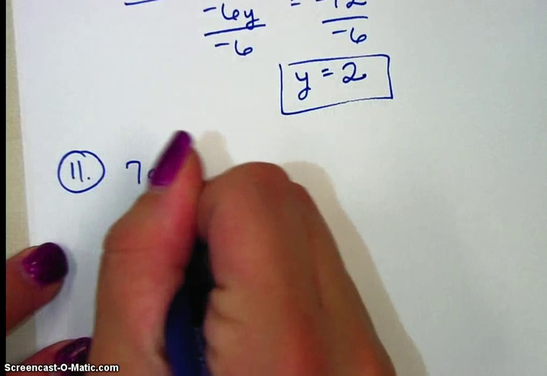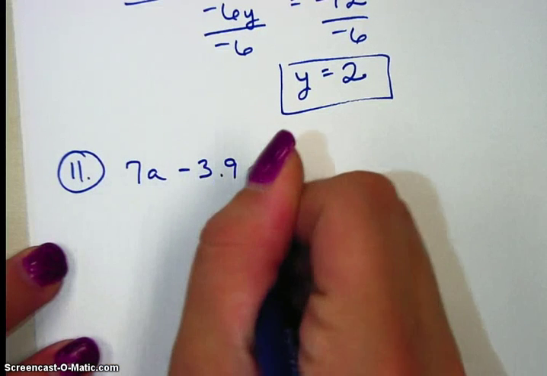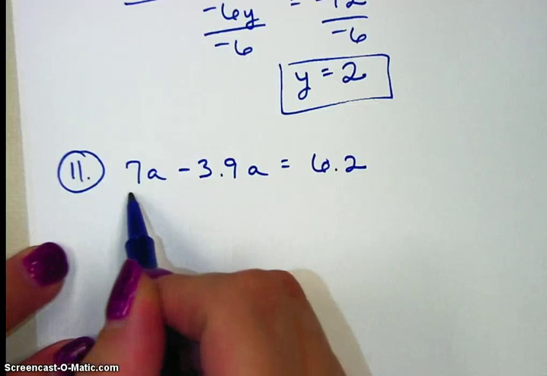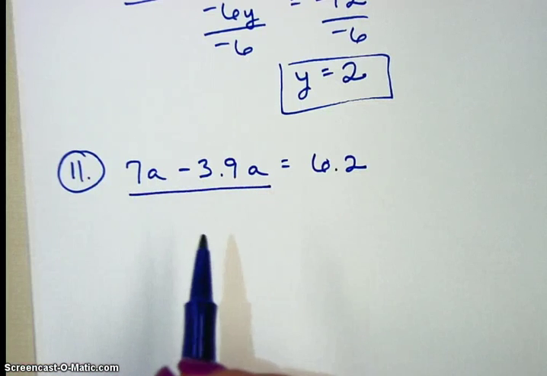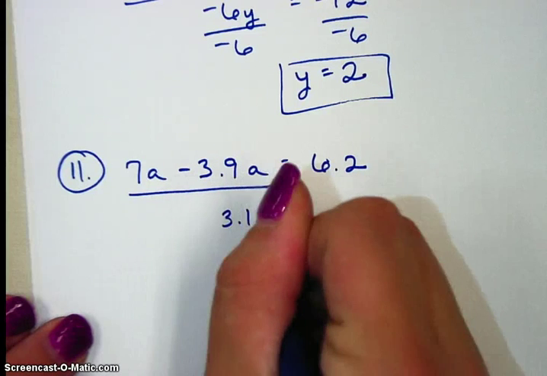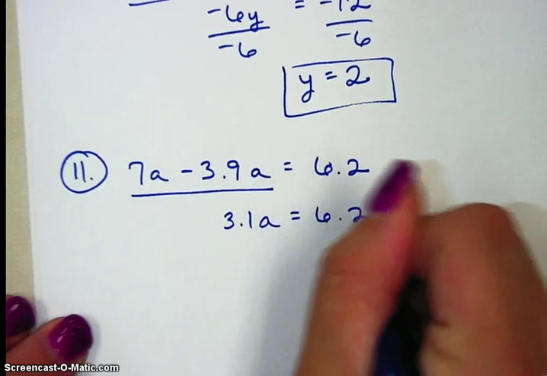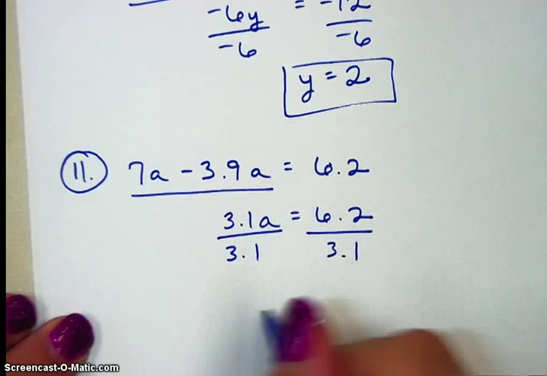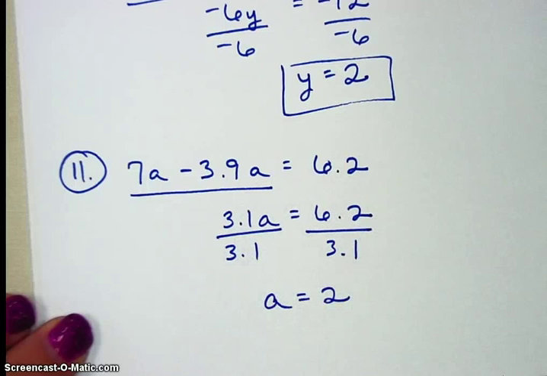7a minus 3.9a equals 6.2. So the first thing I'm going to do is add these like terms. So 7 minus 3.9 is 3.1a. That equals 6.2. And then divide both sides by 3.1. So a equals 2.